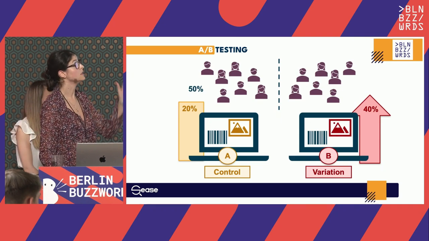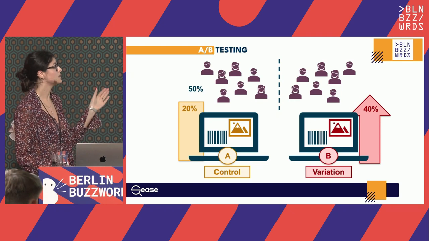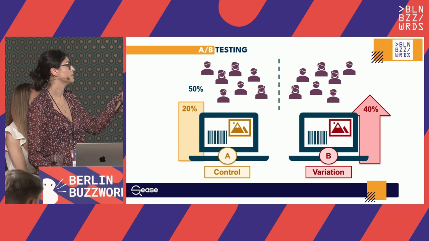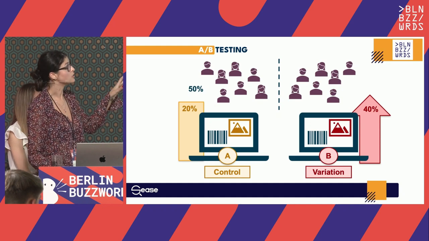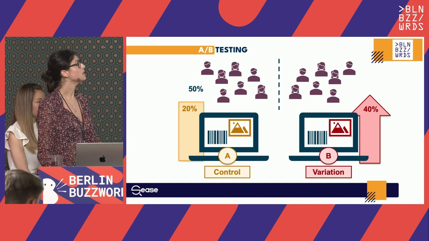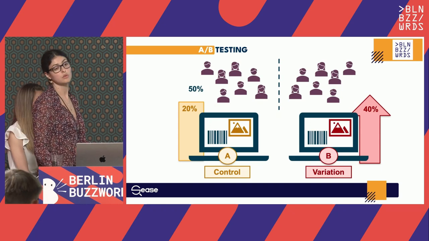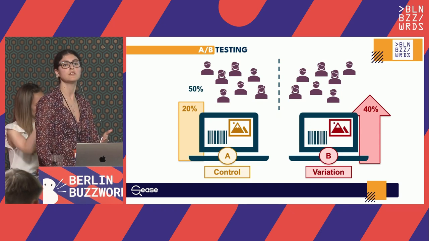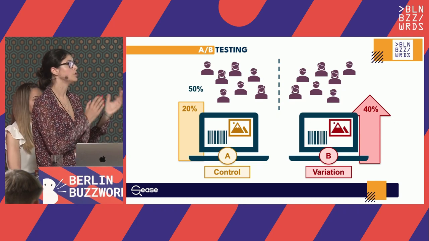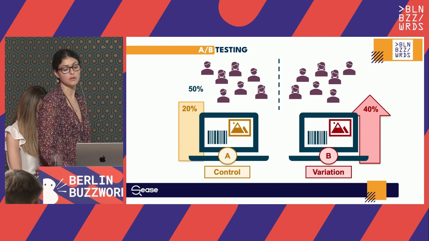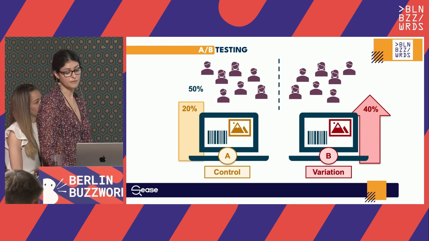And the users are split in two groups, usually 50-50. Then we have, for example, model A, the control group, which could be an old model. And then we have model B, the variation group, that could be a new model that you have just deployed and you want to compare with your own model to check which is better and to choose which one to leave in production.